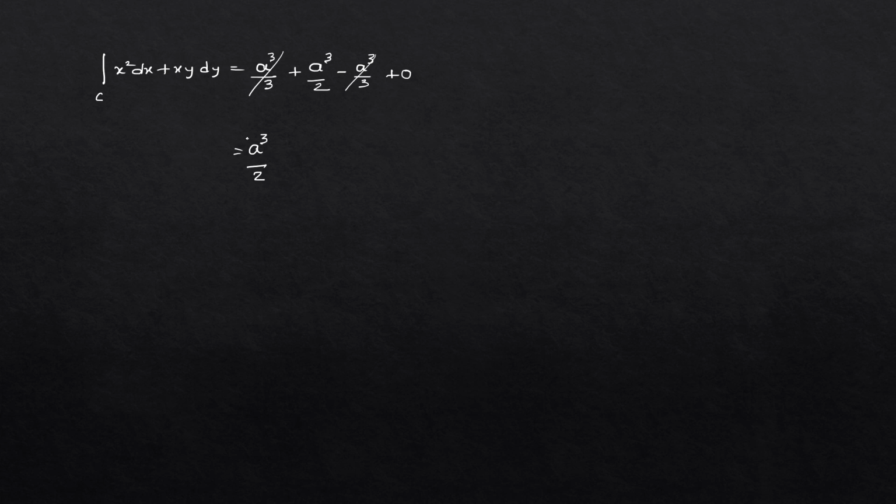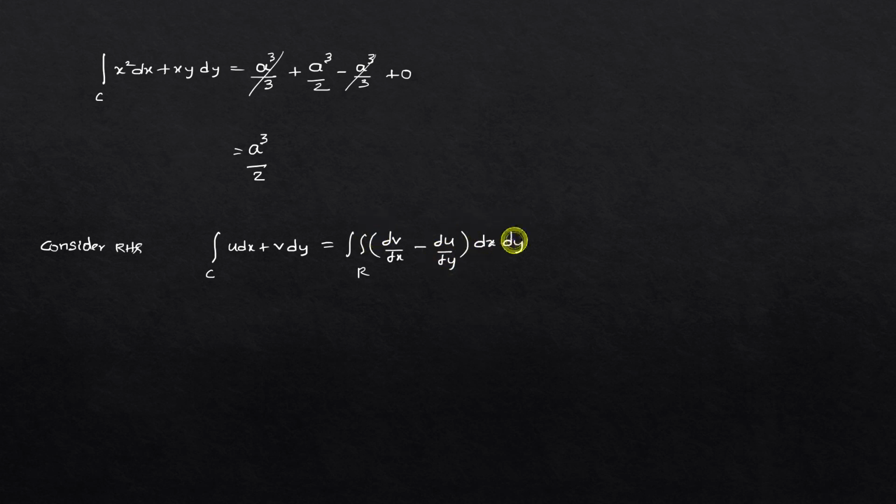Now we have to verify with the value of RHS. Now consider RHS. Let me write the standard formula of Green's theorem again. Green's theorem states that the integral over the closed loop u dx plus v dy is equal to the double integral over the region of dou v by dou x minus dou u by dou y dx dy. That means we have to find the u and v values.